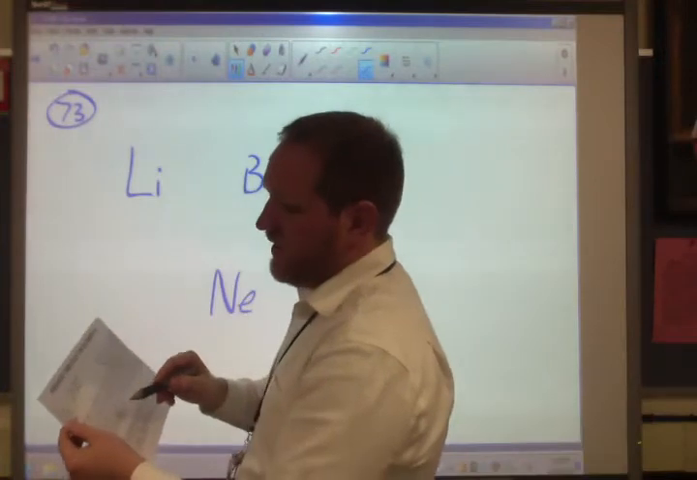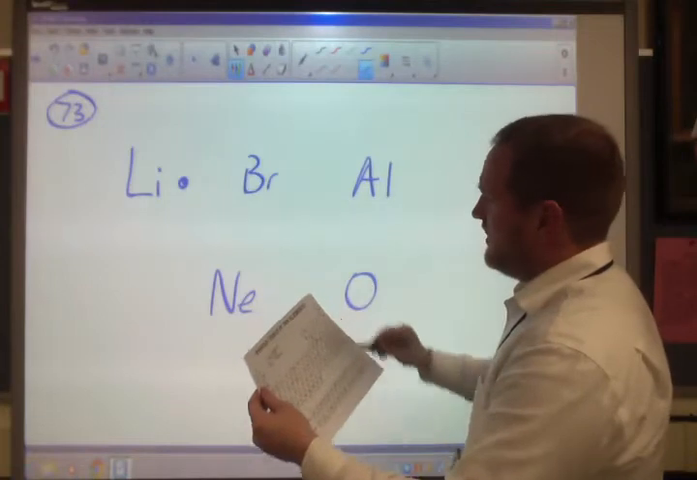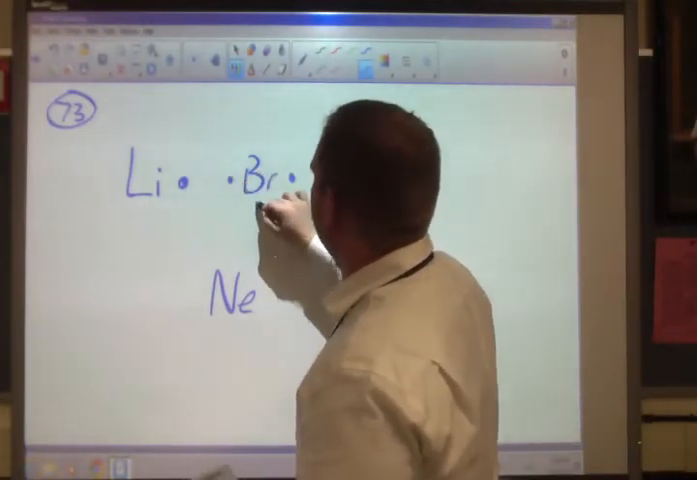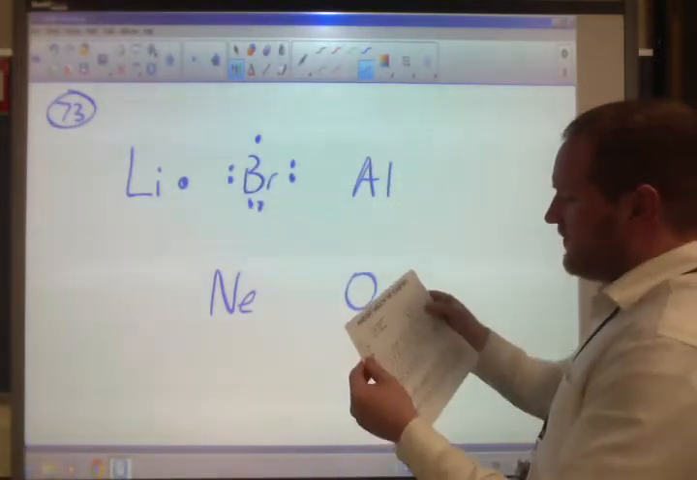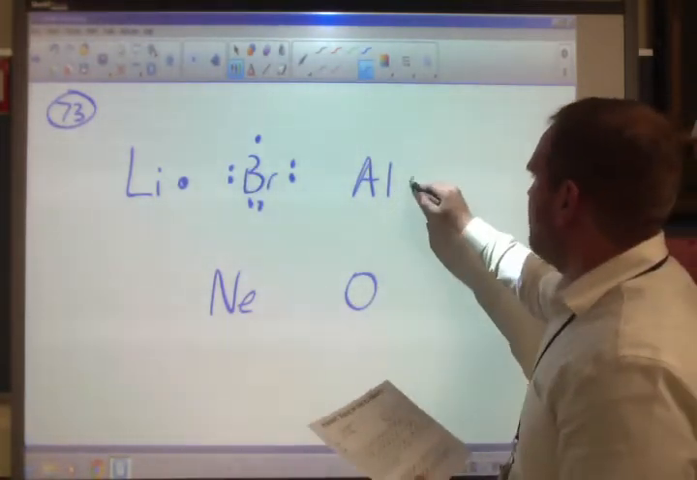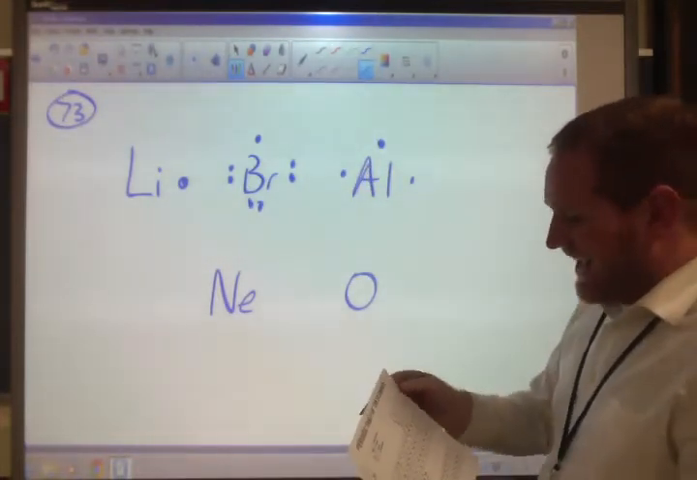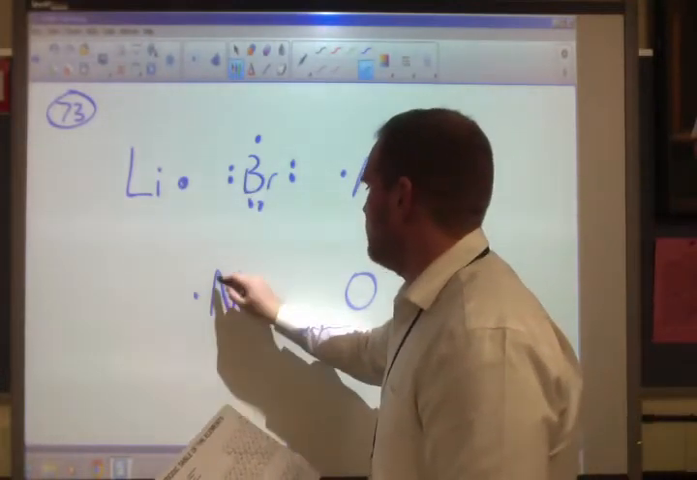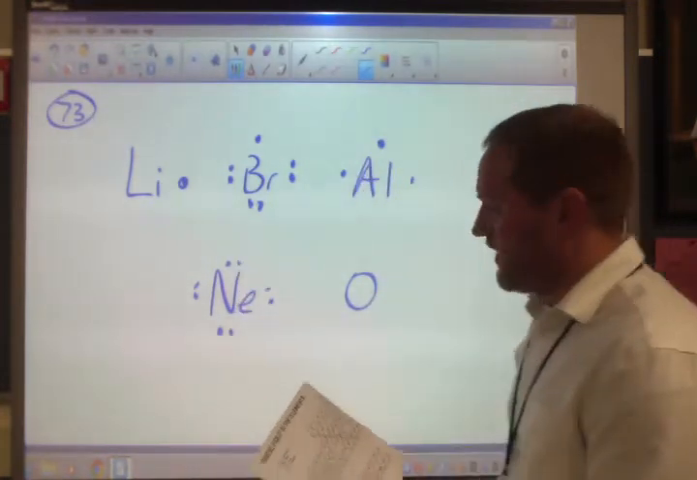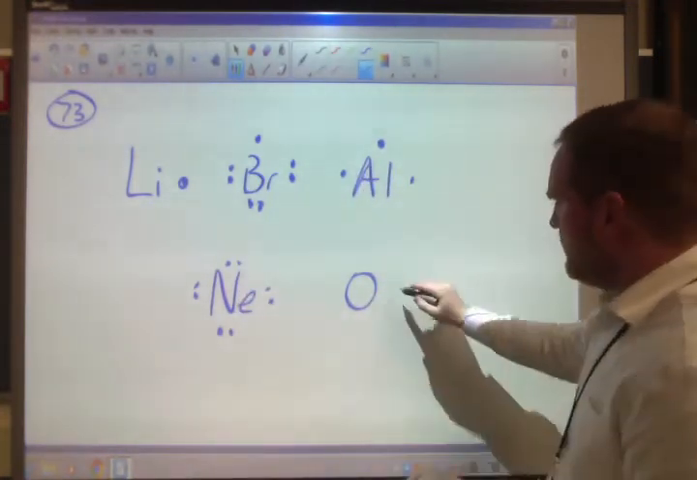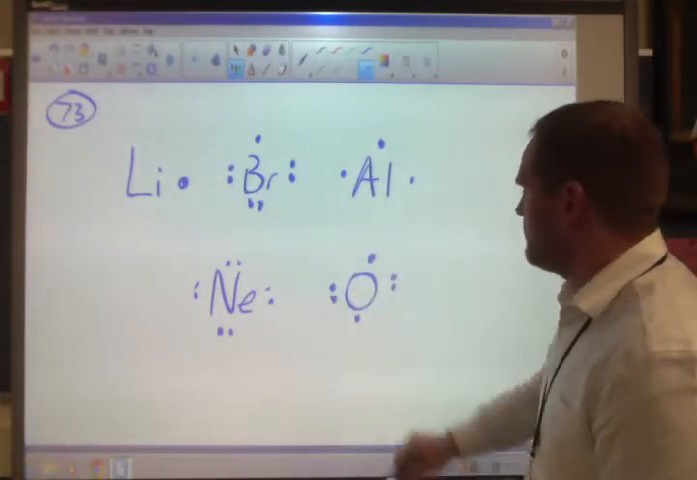Lithium is in group 1A, means it has 1 valence electron. Bromine is in group 7A, 7 valence electrons, 1, 2, 3, 4, 5, 6, 7, so leave one of them blank. Aluminum is in group 3A, 3 valence electrons. Neon is in group 8A, 8 valence electrons. Oxygen is in group 6A, 6 valence electrons.